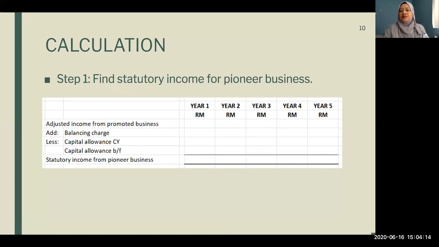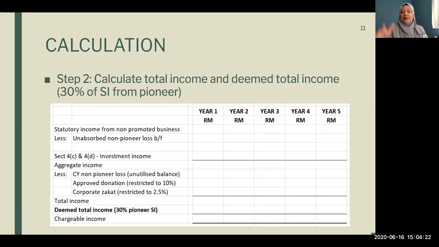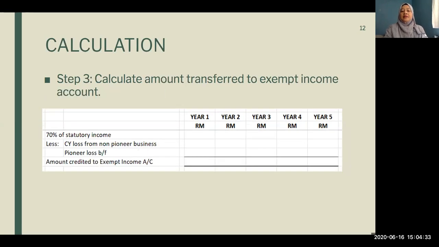Step 1, find statutory income from the pioneer status, right? So you have SI, then you know that you have the 70% and 30%. Number 2, then you compute your non-pioneer. What is your statutory income from non-pioneer? And then your aggregate income, then you have your deemed income, then you have chargeable income. Step number 3, it says that calculate amount transferred to exempt income account.